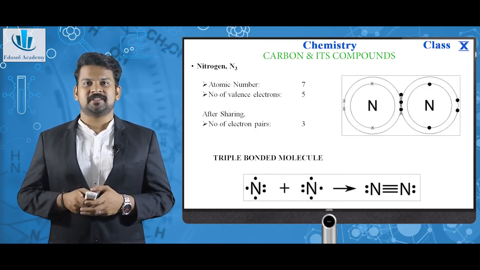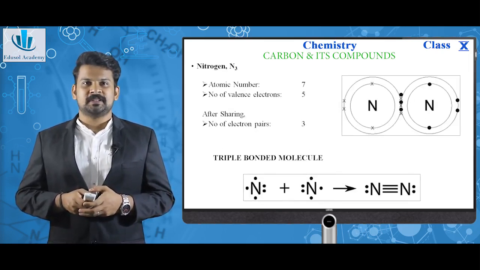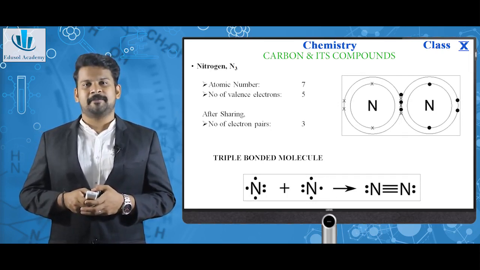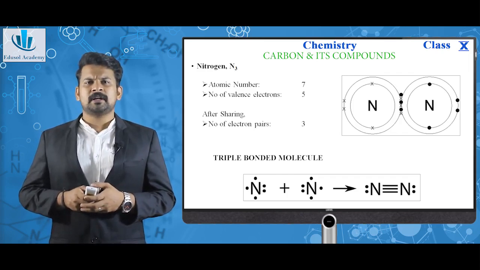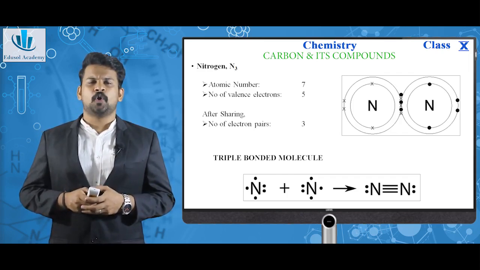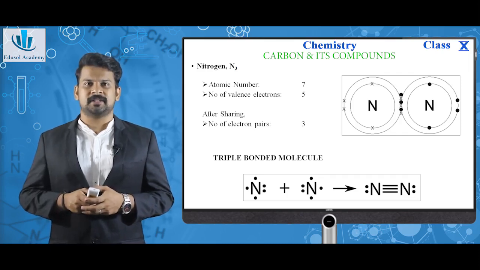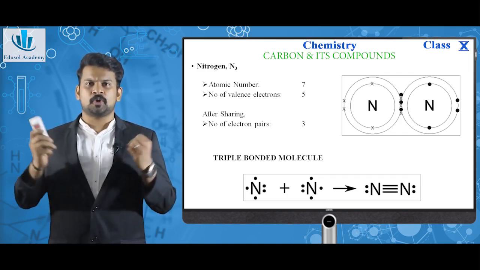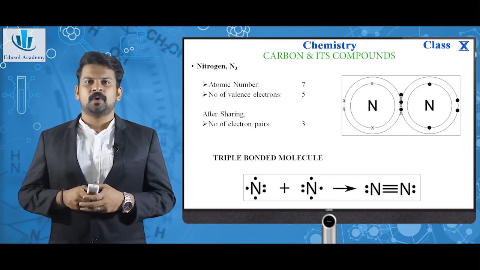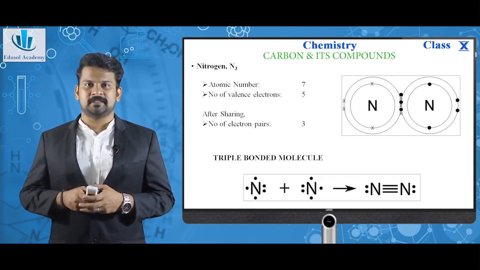Similarly, nitrogen, N2. Atomic number of nitrogen is 7. Number of valence electrons, 5. So, for one nitrogen atom, 3 more electrons are required to fulfill the noble gas configuration in its outermost shell. 2 nitrogen atoms come together and 3 pairs of electrons are shared between both the atoms. Now, both the atoms fulfill the noble gas configuration.